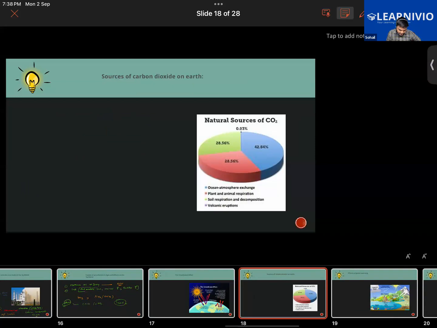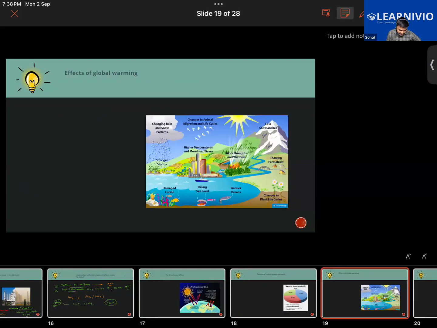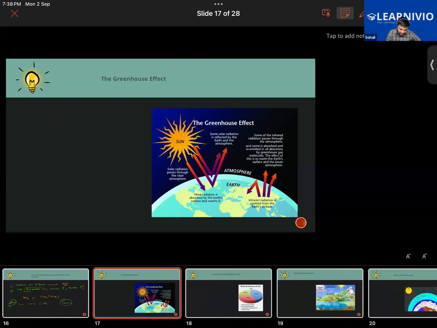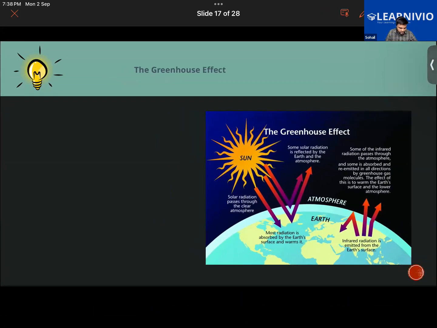Today we are going to continue from this topic, the greenhouse effect. Okay, so from here we are going to continue. Talking about the greenhouse effect, you all would have learned about greenhouses, for example.